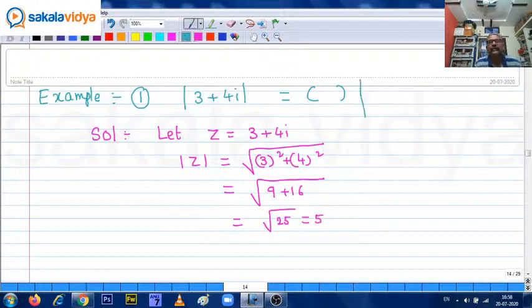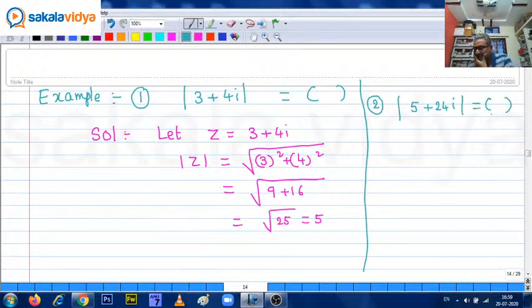Okay, I give one more question. You try it now. Second question. Modulus of 7 plus 24i. You take it, 7 plus 24i. What is the modulus of this complex number? Good. Got it, all of you?